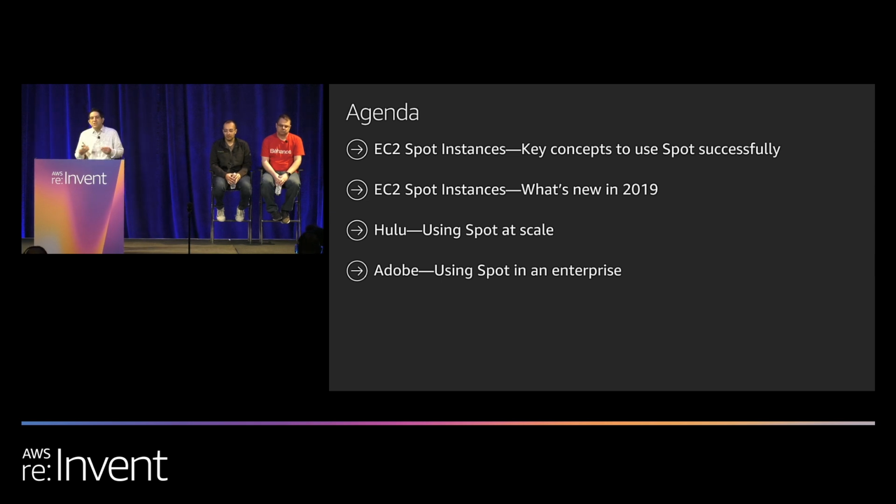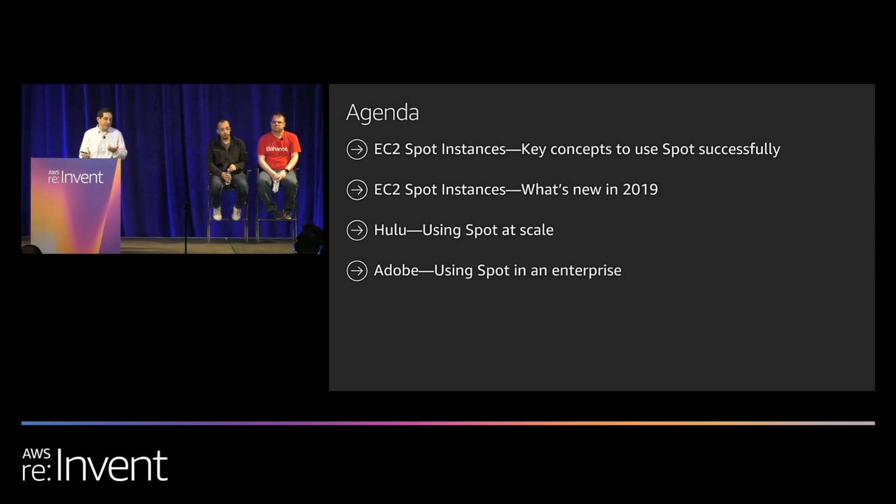We'll talk about what's new with Spot. What have we been working on over the last couple of years, this last year most importantly, and what are we working on to help you adopt Spot in your environment in a quicker and easier fashion. And then I'll turn it over to Hulu, to Devang, to talk about how they use Spot at scale for some really neat workloads in their environment. And then John will tell us how Spot is being adopted at scale in an enterprise environment at Adobe.